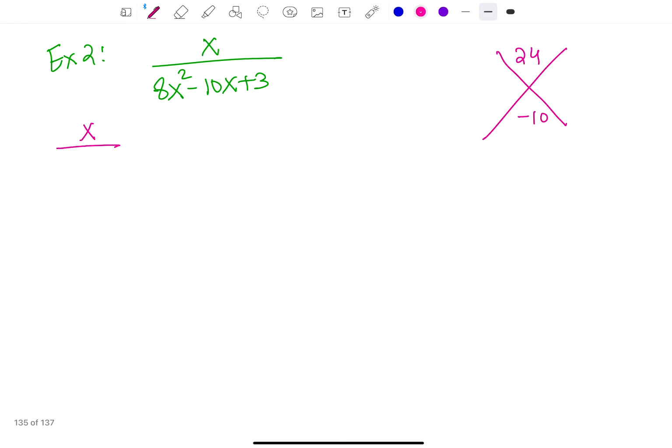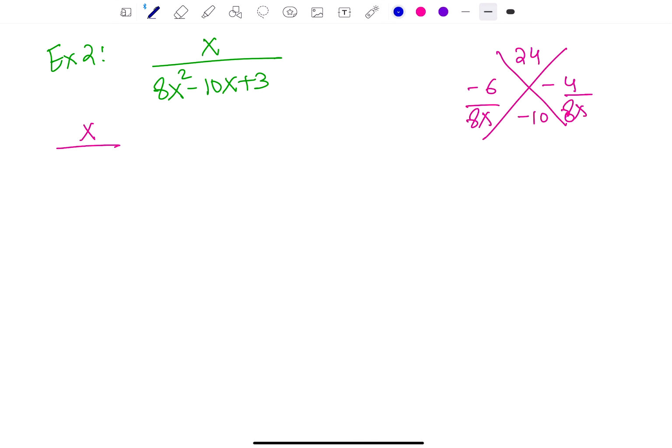I thought of 12 and negative 2, but they will multiply to give us negative 24. So that would not be okay. We'll have to go with negative 6 and negative 4. These are the two numbers that multiply to give me positive 24 and add to give me negative 10.